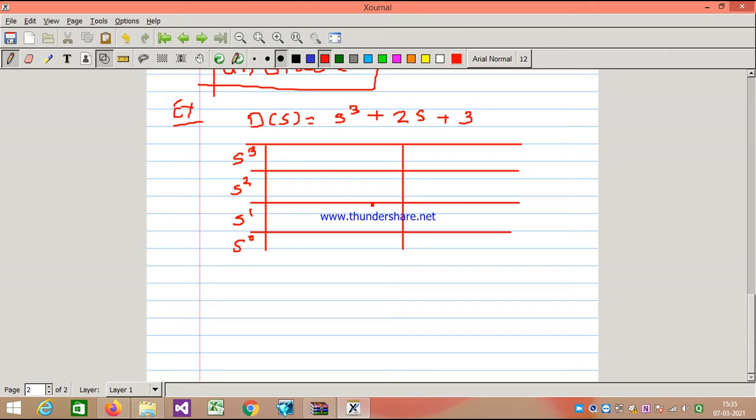Now let's take, see, s cube is odd, that's why we are taking all the odd ones. So this is s cube, this is s to 1, right? s cube is odd, that's why I'm taking 1 here. Again s to 1 is odd, that's why I'm taking 2, and there is nothing after that, that's why 0. Then s square is the even one, meaning 2, 4, 6 like that. So s square is not there, that's why I'm taking 0. And s to 0 is there, so I'm taking 3 here.